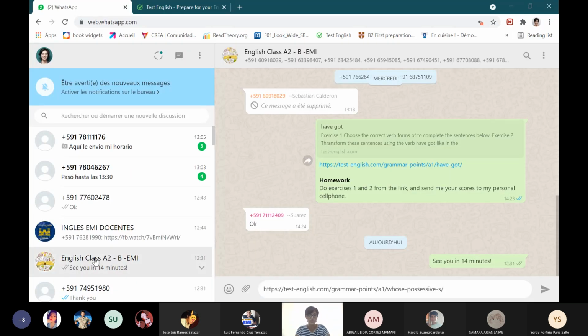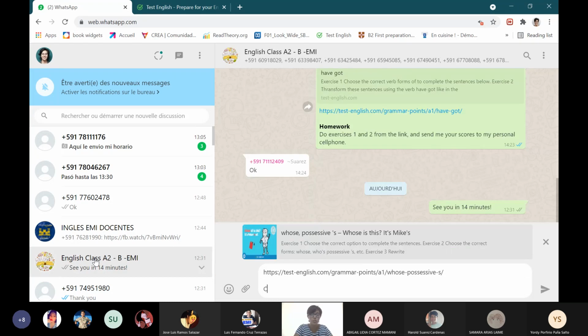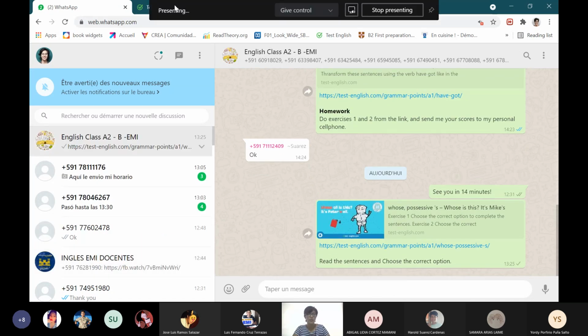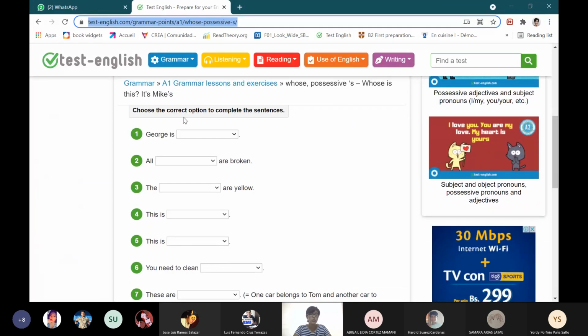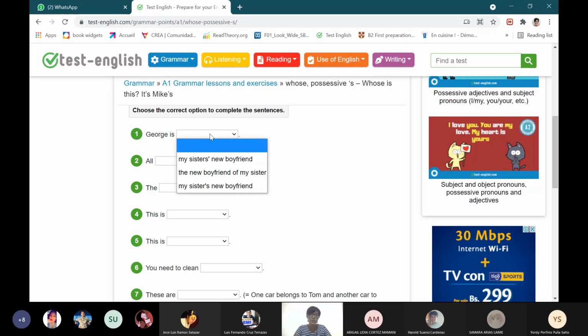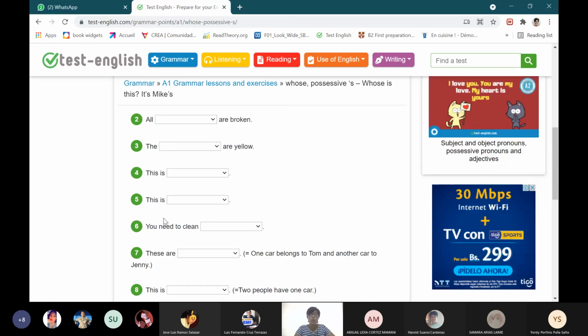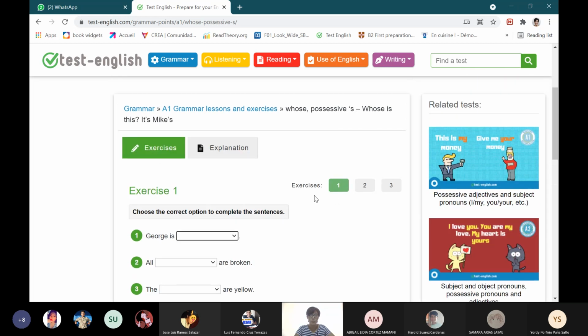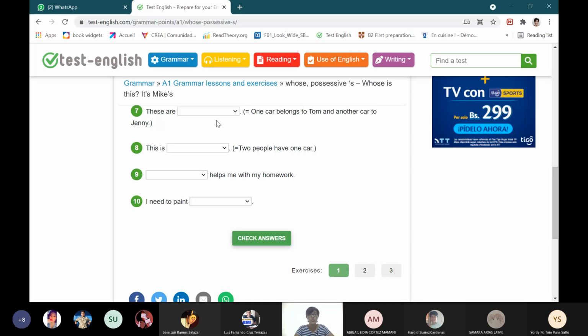So we already know how to do this. Choose the correct option. You just have to read the sentence and choose the correct option. Sí, vamos a dar 5 minutos para esta actividad. 5 minutes, please. So choose the correct option to complete the sentences. George is my sister's new boyfriend, the new boyfriend of my sister. What do you think? Only page number 1, okay? Solo vamos a hacer la primera página. So check answers and you send me the screenshot.